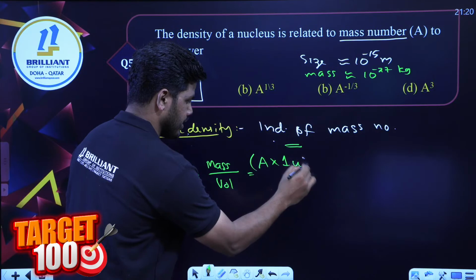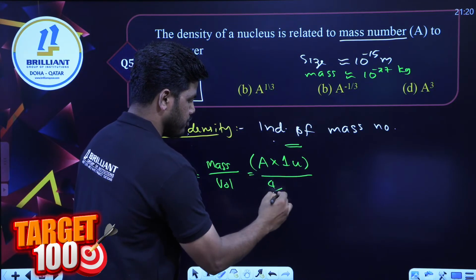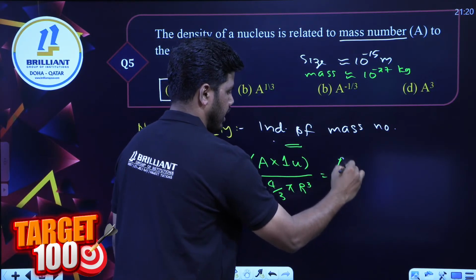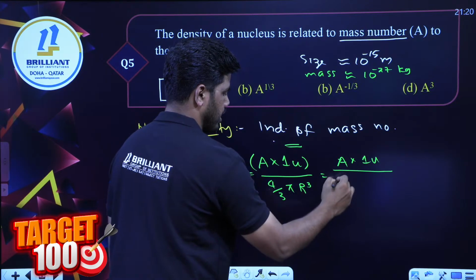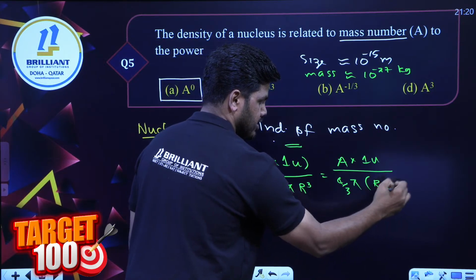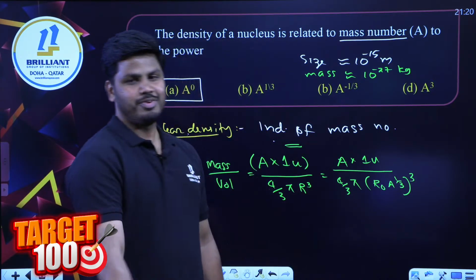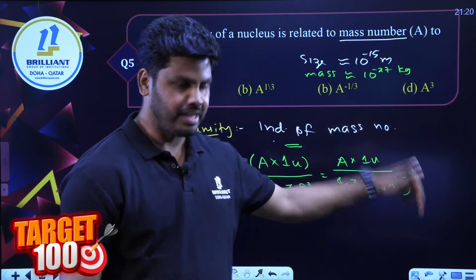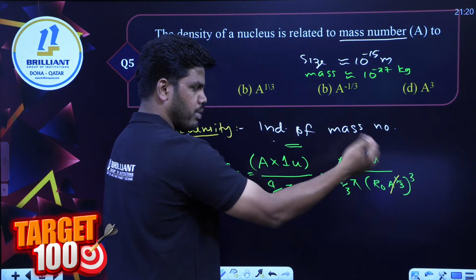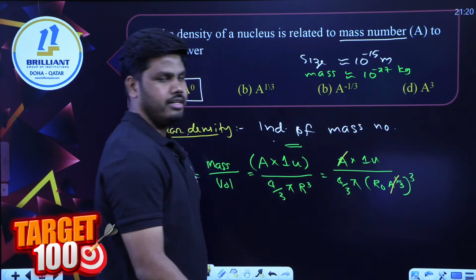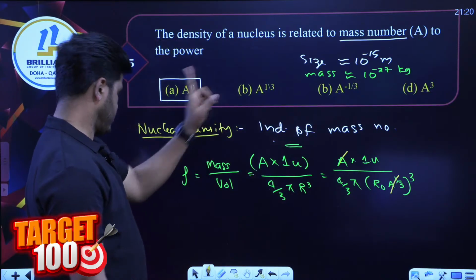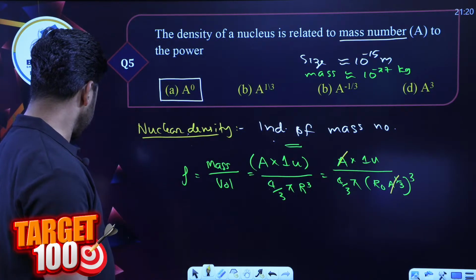That will be the total mass of the nucleus divided by the volume, which is 4/3 pi r cube, where r is the radius. So A into one atomic mass unit divided by 4/3 pi into r0 A raised to 1/3, the whole cube. That is the expression for radius we found in the beginning. Then A raised to 1/3 cubed, the cube root and cube cancel, A gets cancelled. So the density is free from mass number. This proof is also important. So the answer for question number 5 is option A.